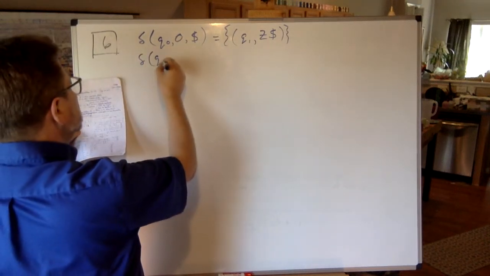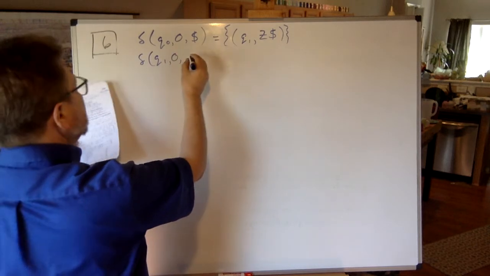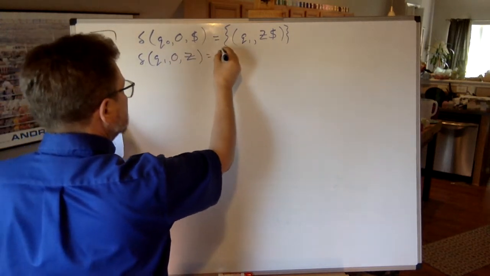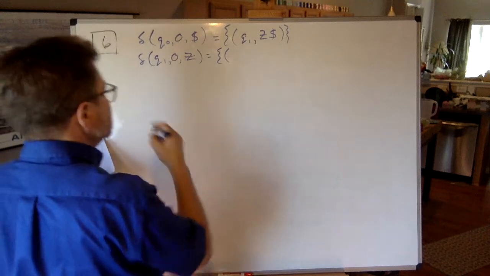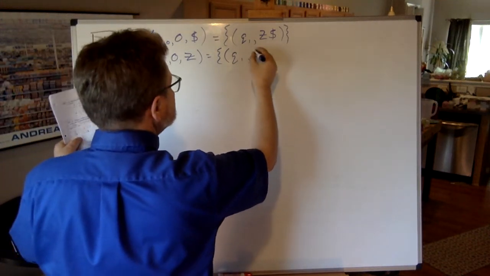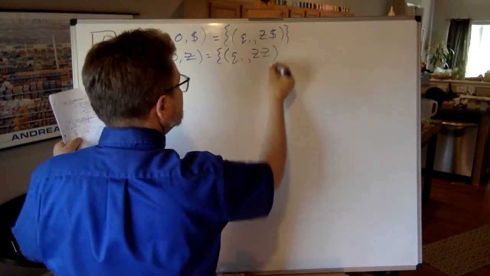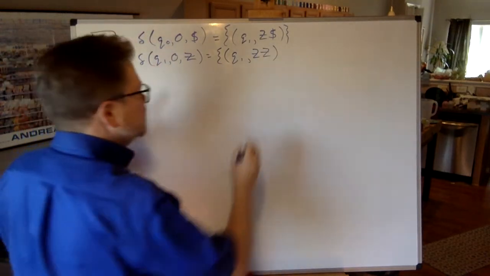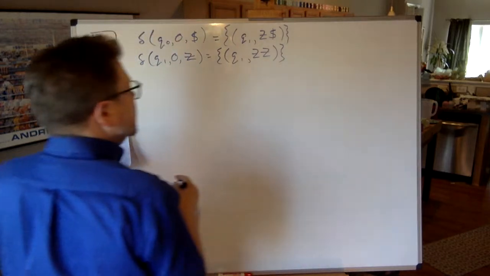Little delta of Q1, 0, capital Z, equals this set. It also has exactly one ordered pair in it: Q1, comma, ZZ. ZZ on top. Yeah, I did that on purpose. Close curly bracket.